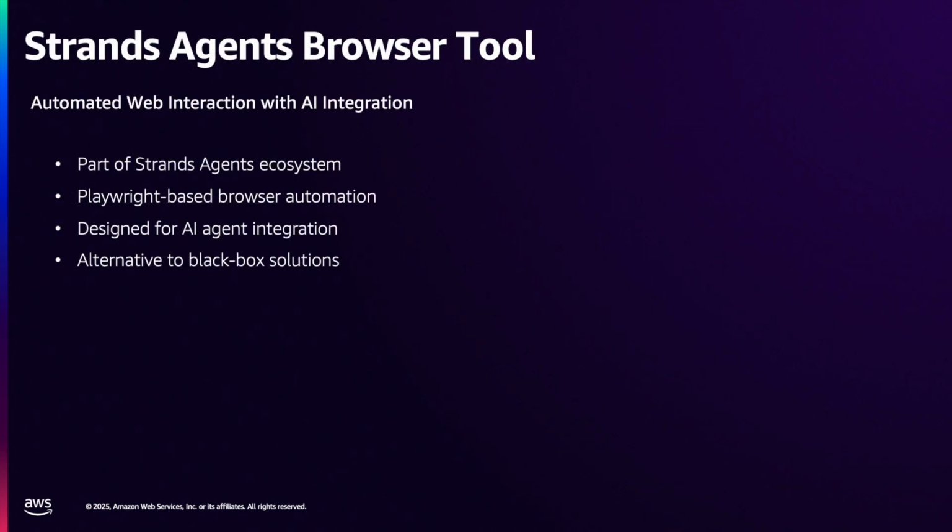Our first approach is utilizing the built-in tools capabilities of the Strands Agents framework. This is a part of the Strands Agents ecosystem. It's built on Playwright, which is a browser automation framework. What makes Strands unique is that it's designed specifically for AI agent integration. You write Python code to control the browser, giving you complete visibility into each action. This transparency makes it an excellent alternative to black box solutions where you can't see what's happening under the hood.